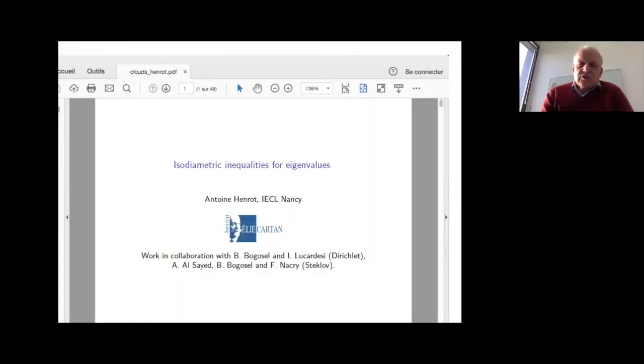I will speak about Dirichlet and Steklov eigenvalues. I will recall my notations soon. More precisely, I'm interested in optimizing these eigenvalues with a diameter constraint. So it's not exactly isodiametric inequalities, but it's more precisely trying to minimize or maximize these eigenvalues when I put a diameter constraint on the domain.